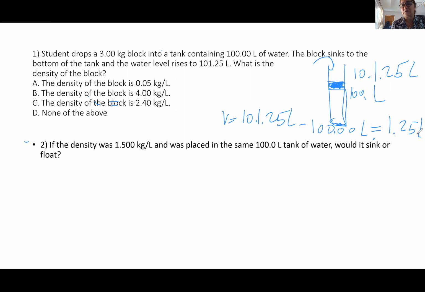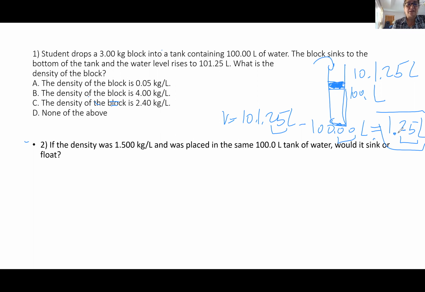1.25 liters. Now, in terms of decimal places, when you're adding or subtracting, you count the decimal places, not the significant figures. So if we have 2 decimal places for each of the given numbers, the final answer can keep 2 decimal places. So we report this as the reported number for the volume.